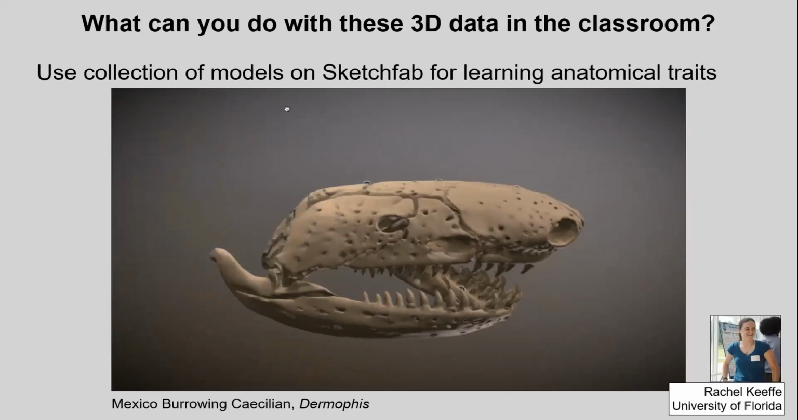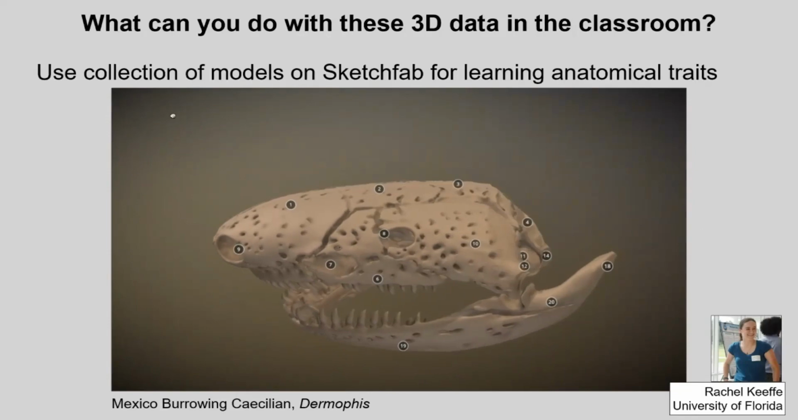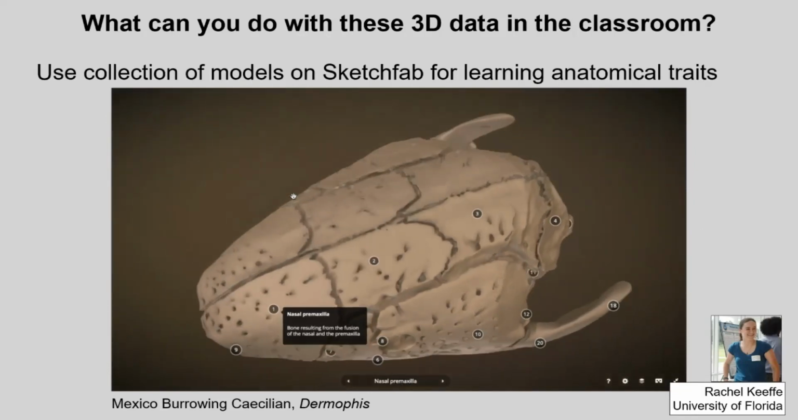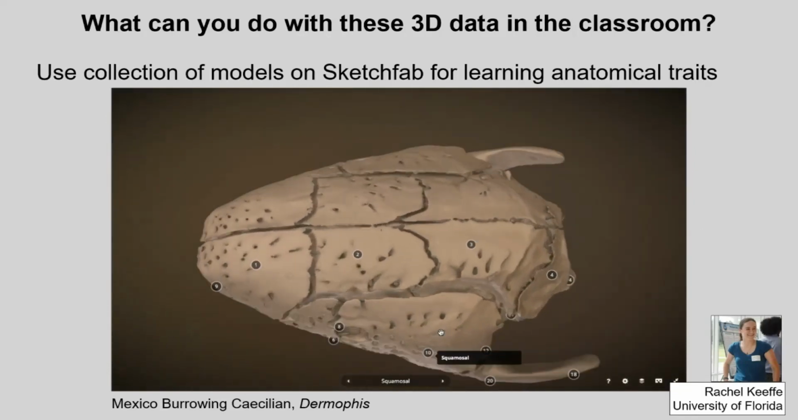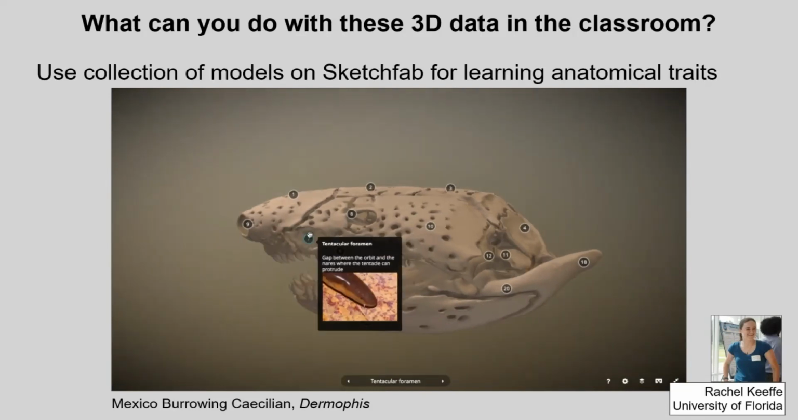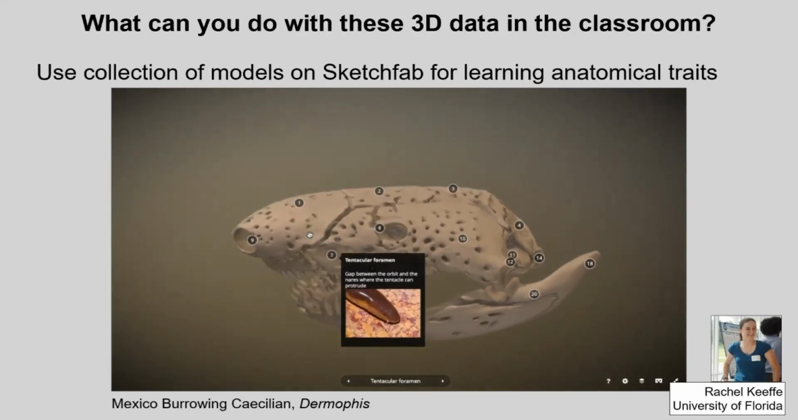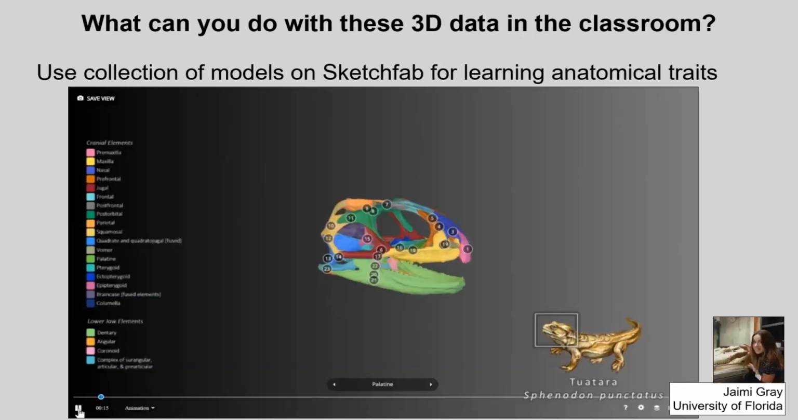We create these types of 3D models. So this is online. This is just me making a video of something that was online. This is a skull of a burrowing amphibian. We can put points on it and put anatomical terms. We can put pictures on it as well. So these are great learning resources for students learning anatomy, students learning about the biology of different animals.